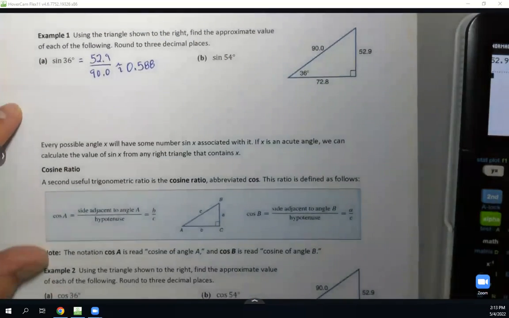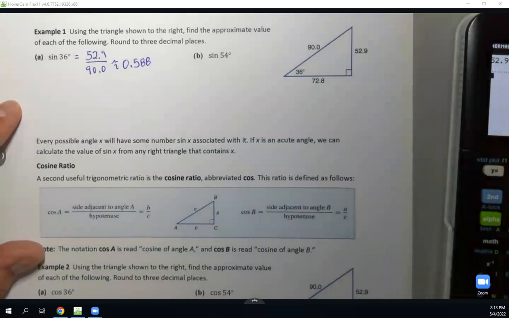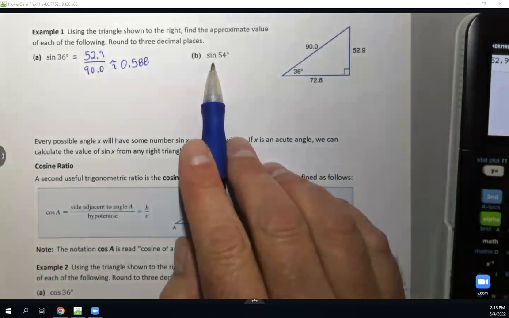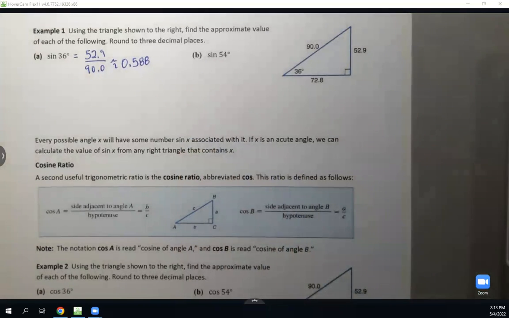So that's my answer, 0.588. Okay. Isn't that hard? Now for part B, we're supposed to find the sine of 54 degrees. Well, how am I going to do that?